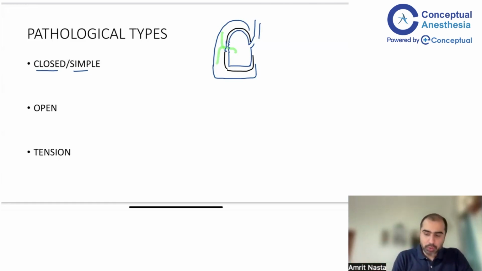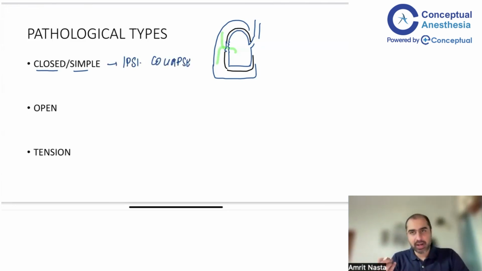Now, what will this do? Depending on the quantity of air, it will cause that side's lung to collapse. There will be some amount of ipsilateral collapse, but it is variable. How much air entered, 5 ml, 10 ml, 50 ml, that much it will compress the lung. So this is a plain, closed, simple. One time air entered, then it stopped entering. The more interesting one is the open pneumothorax.